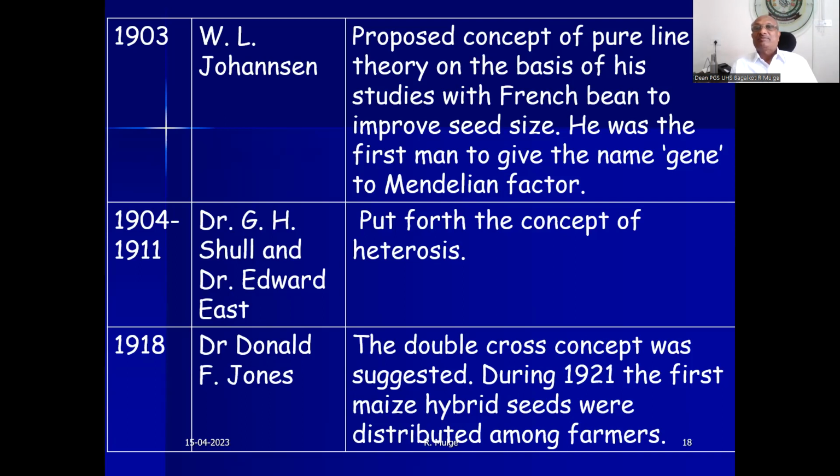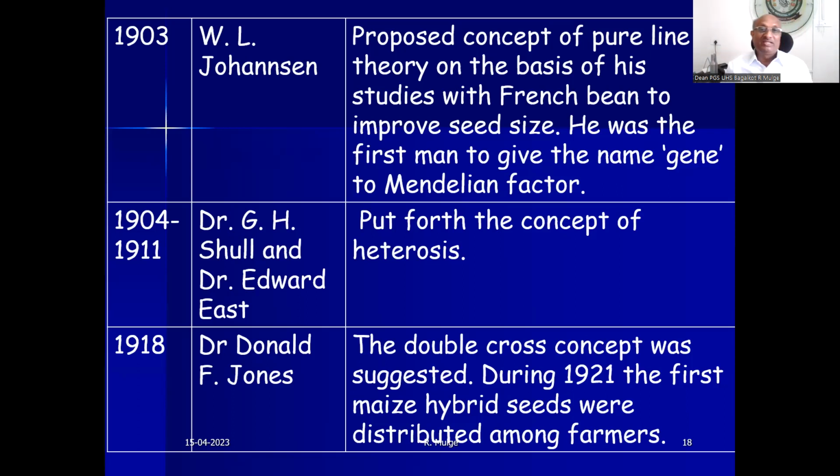He proposed the concept of pure line theory on the basis of his studies with the French bean to improve the seed size. He was the first man to give the name gene to the Mendelian factor. There is a factor you are calling. What is that? The factor is inherited from parents to progeny. That is the terminology gene coined by Johannsen.